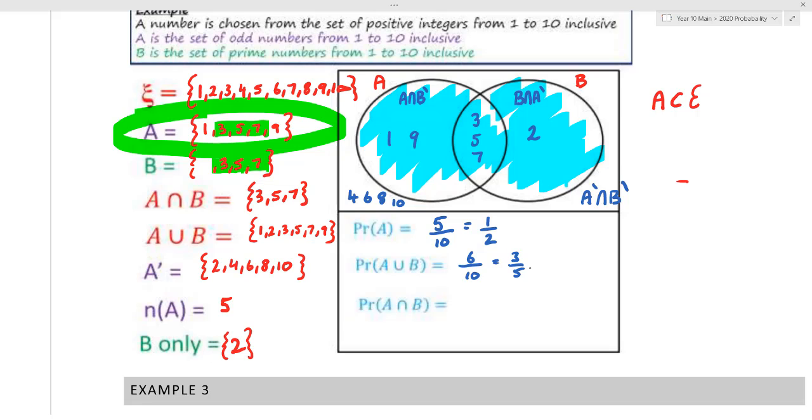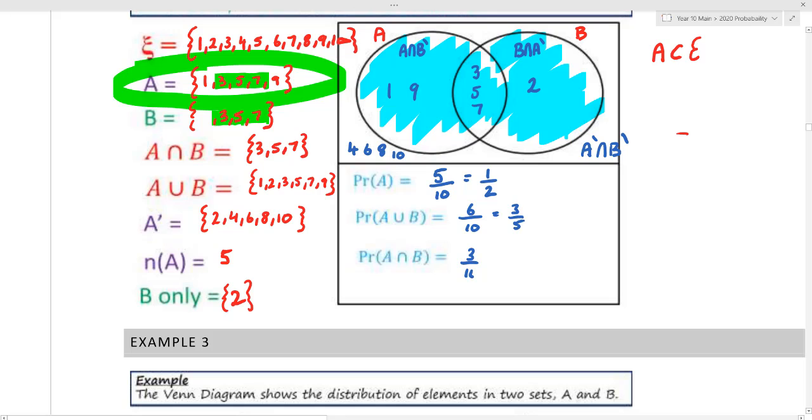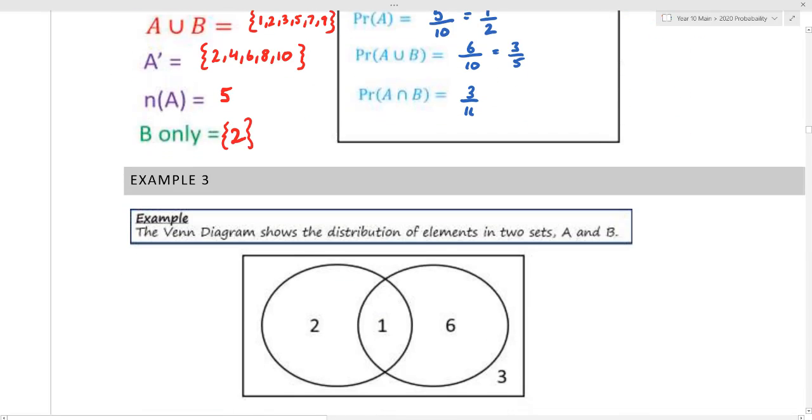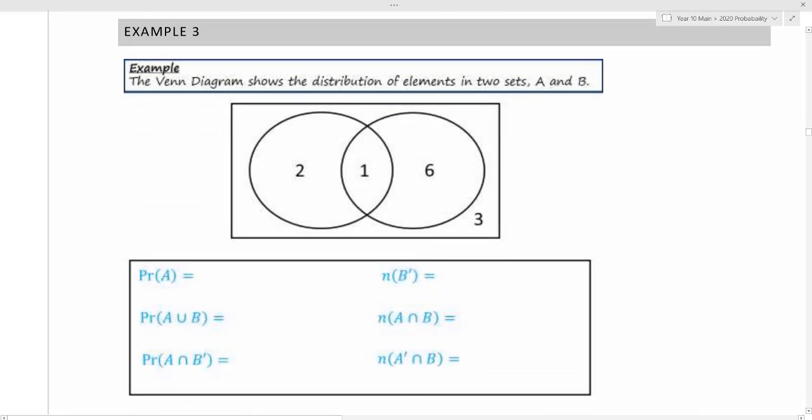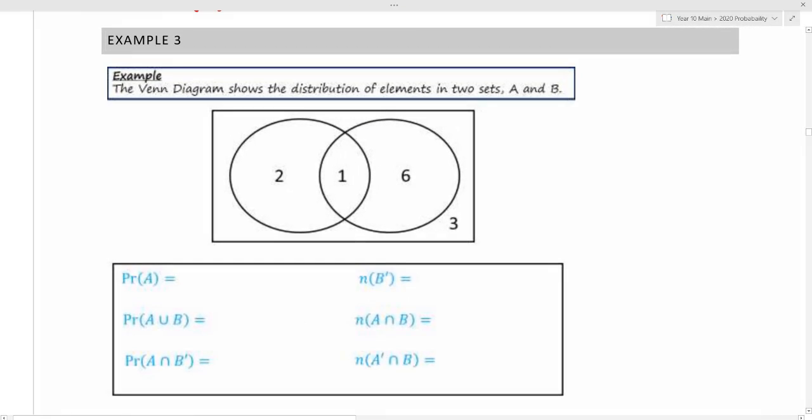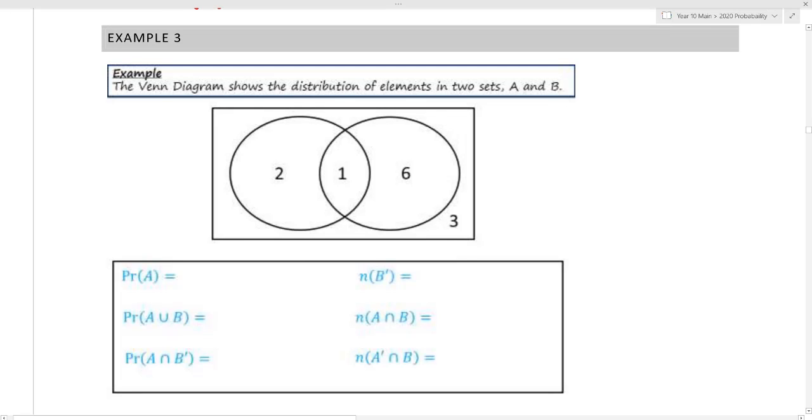Okay, and probability of A and B, 3 out of 10. Yeah, perfect. Okay, is it making a bit more sense? Yeah? Okay, now I'm going to pause this. I would like you to try this one now. All right?